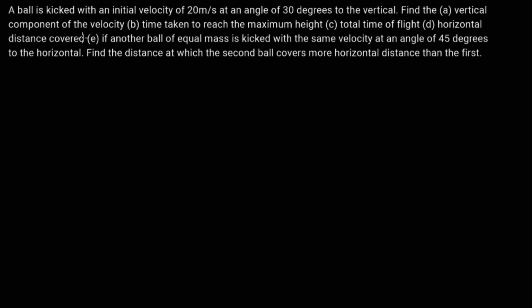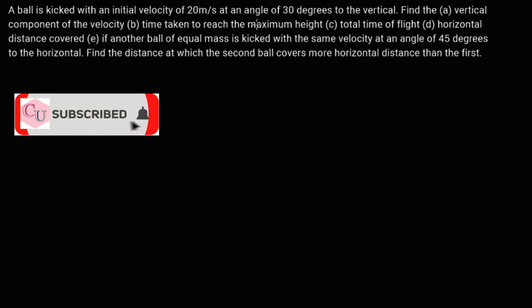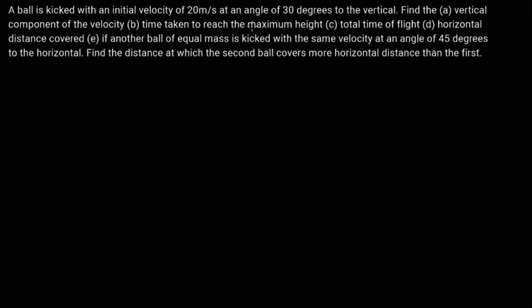A ball is kicked with an initial velocity of 20 meters per second at an angle of 30 degrees to the vertical. Find the vertical component of the velocity, time taken to reach the maximum height, total time of flight, horizontal distance covered. If another ball of equal mass is kicked with the same velocity at an angle of 45 degrees to the horizontal, find the distance at which the second ball covers more horizontal distance than the first.